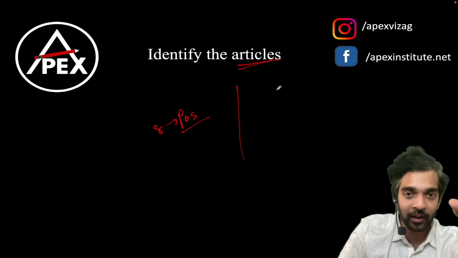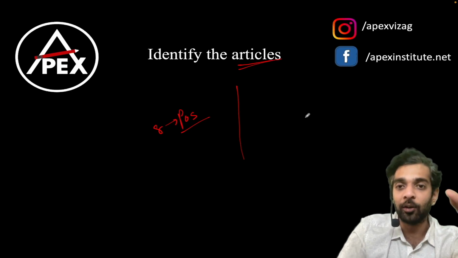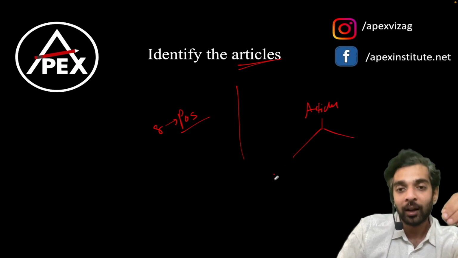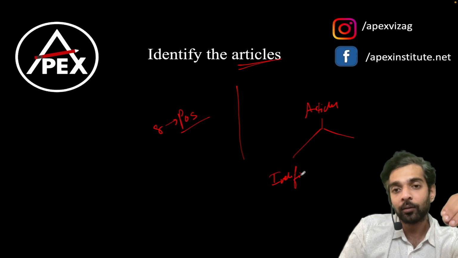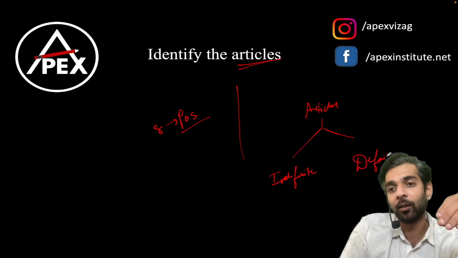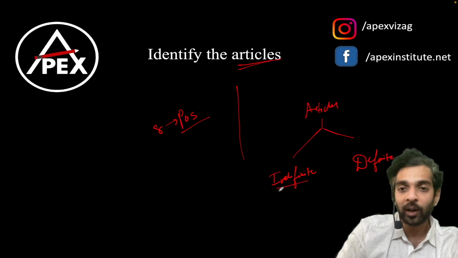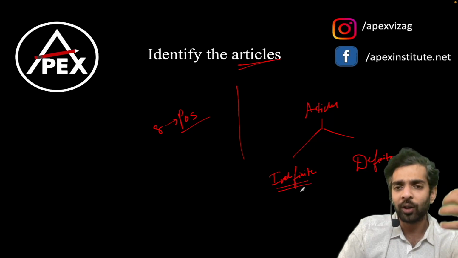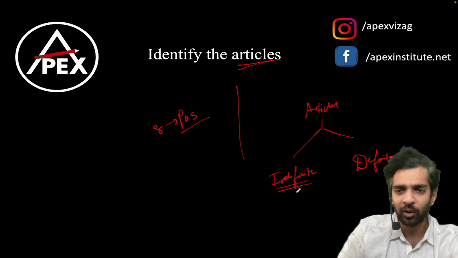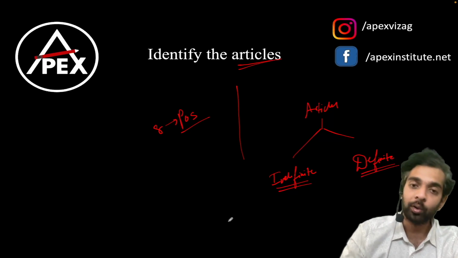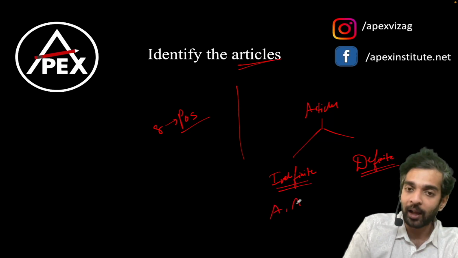Now, these articles are majorly classified into 2 groups. The first group is known as indefinite articles, and the second group is definite articles. What are indefinite articles? They're used to refer to common nouns, to tell you something about a common noun. And the definite article tells you exactly which noun it is. So these are nothing but a and an.